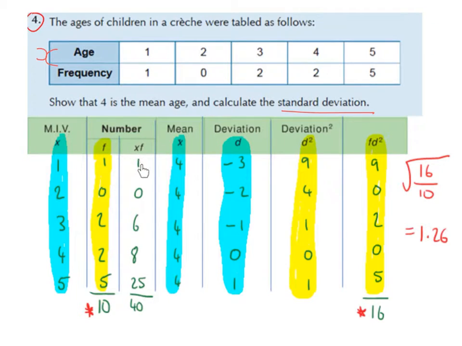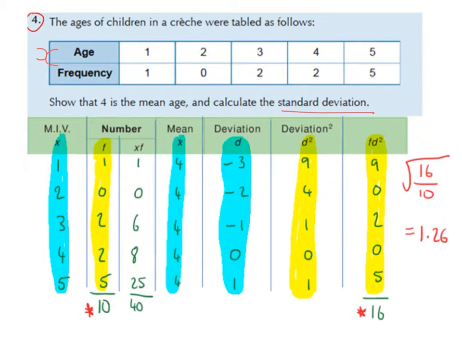1 multiplied by 1 is 1. 2 multiplied by 0 is 0. 3 multiplied by 2 is 6. 4 multiplied by 2 is 8. 5 multiplied by 5 is 25. Then we're going to add them up. 1 plus 0 plus 6 plus 8 plus 25 is 40. Then to get the mean, we're going to say 40 divided by 10 is 4. So we've now shown that the mean is 4.